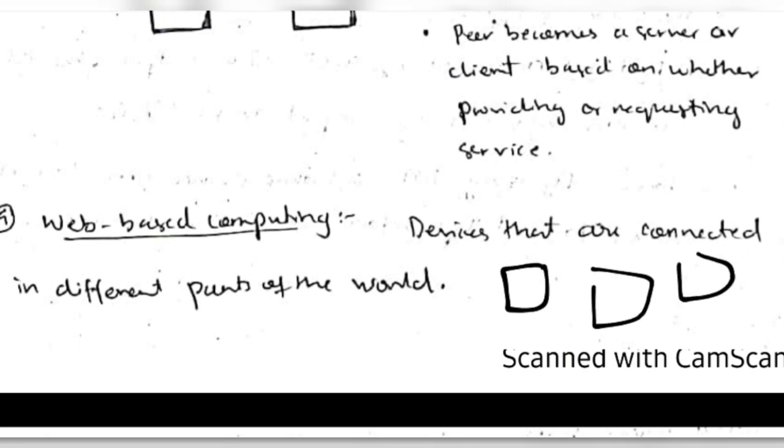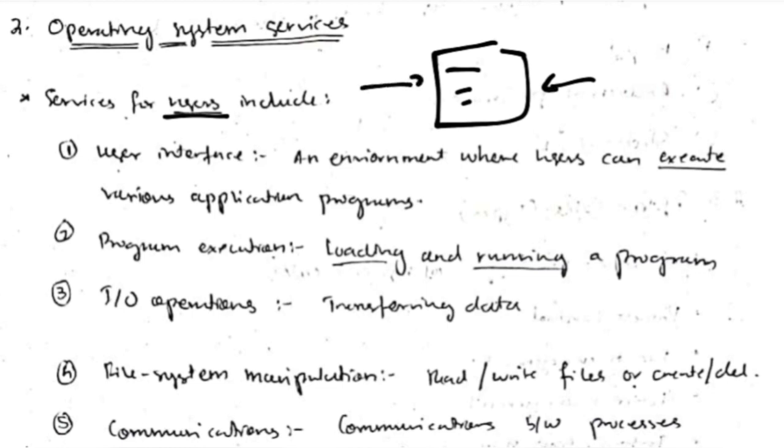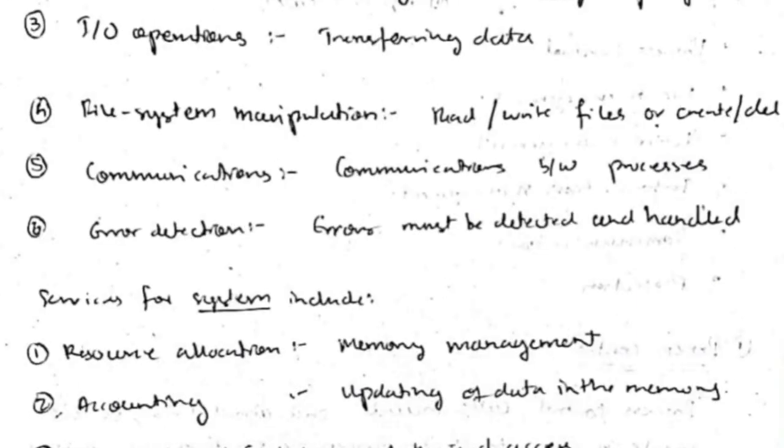Okay. Operating system services are of two types. First is for the users, and second is for the system. For the users, consider this program here. The users can execute this program, and it should first be loaded into memory, and the transferring of data, meaning I/O operations, is also carried out, and the file is to be stored inside the secondary storage, that is carried out by the operating system. And if this is to be transferred to other parts of the world, like by using a network, that's done, and error detection is also done by the operating system.